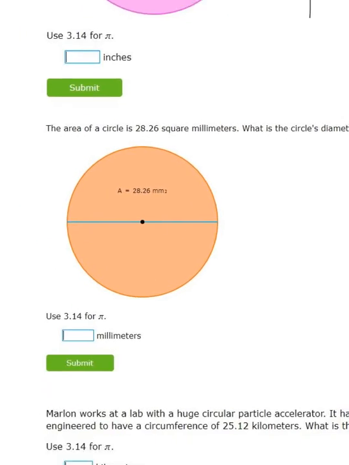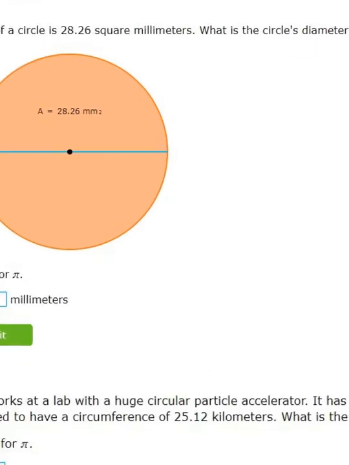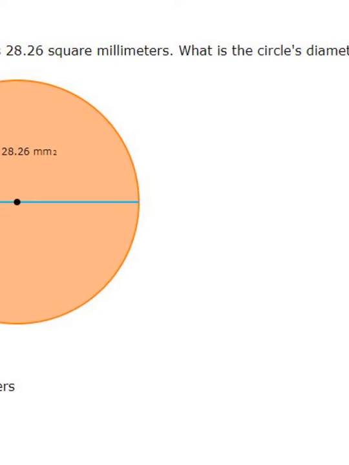The next problem says the area of a circle is 28.26 square millimeters. What is the diameter? So here they're giving me the area, and they're asking me to find the diameter. So the first thing I want to do is write down the formula for the area. Area of a circle is pi times radius squared. Okay, I know here that the area of this circle is 28.26 square millimeters.